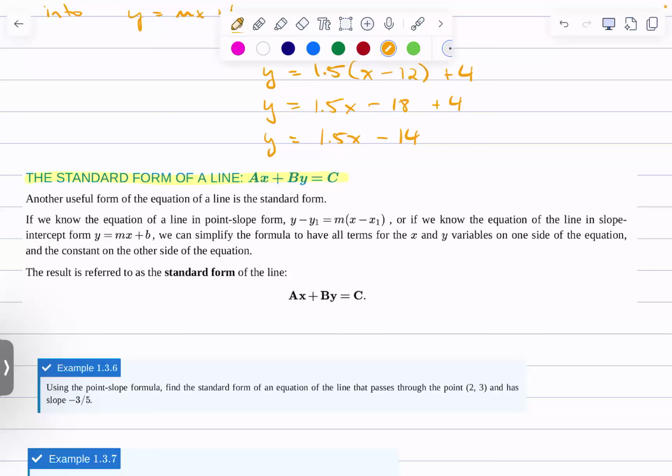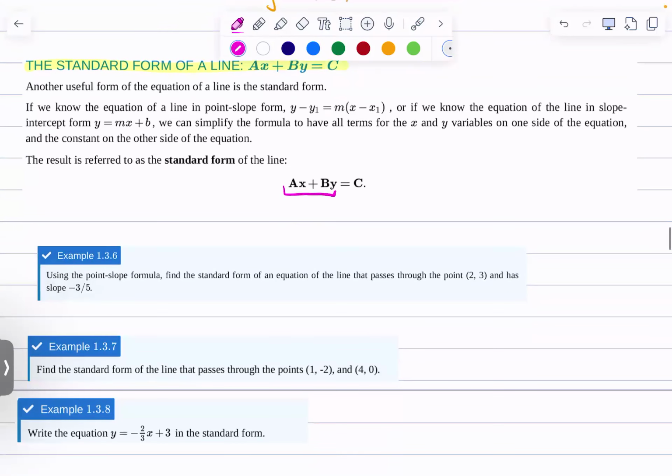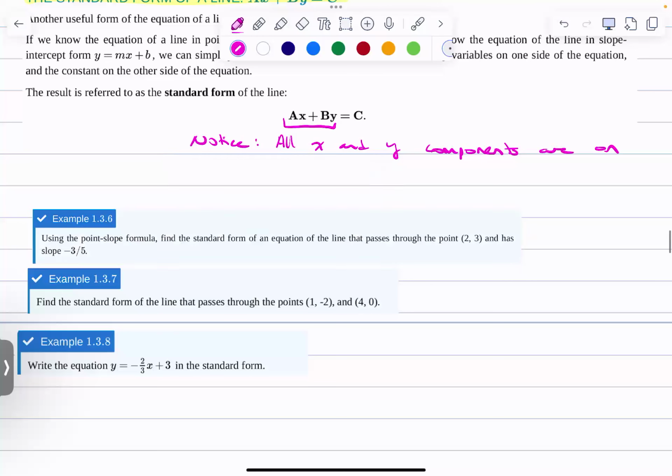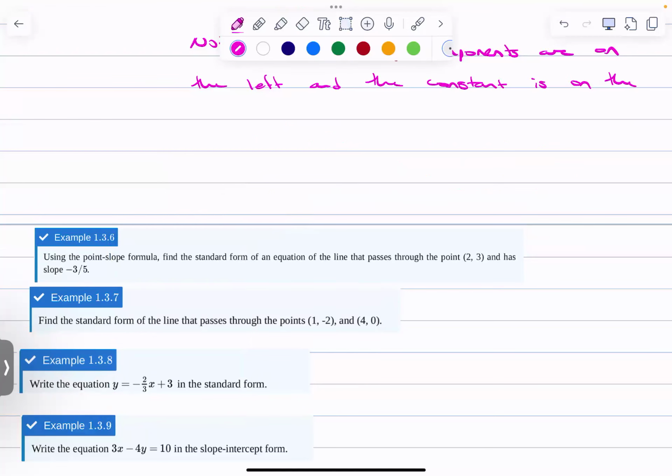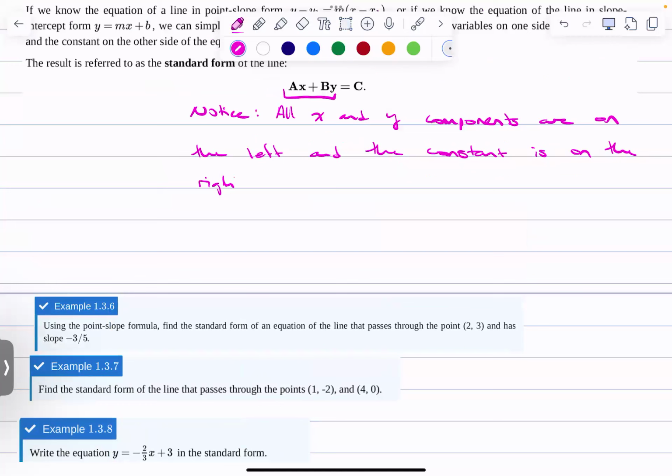But what we want to notice is that all x and y components are on the left, and the constant is on the right of the equal sign.